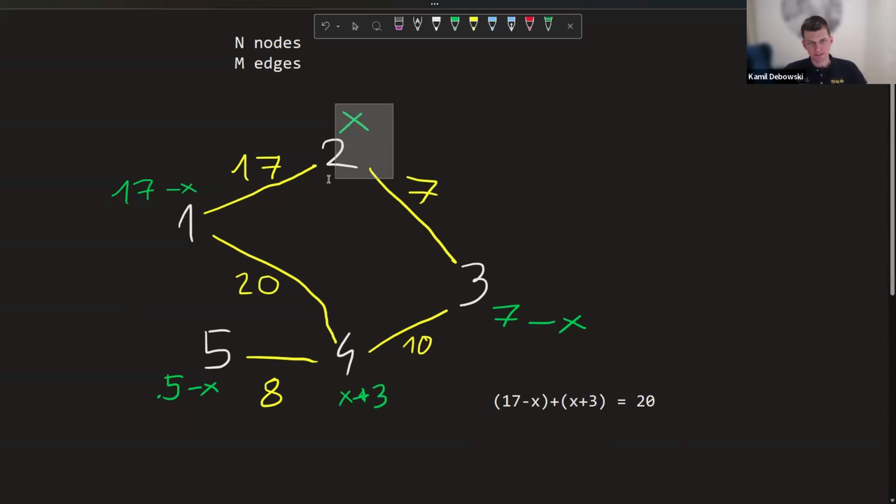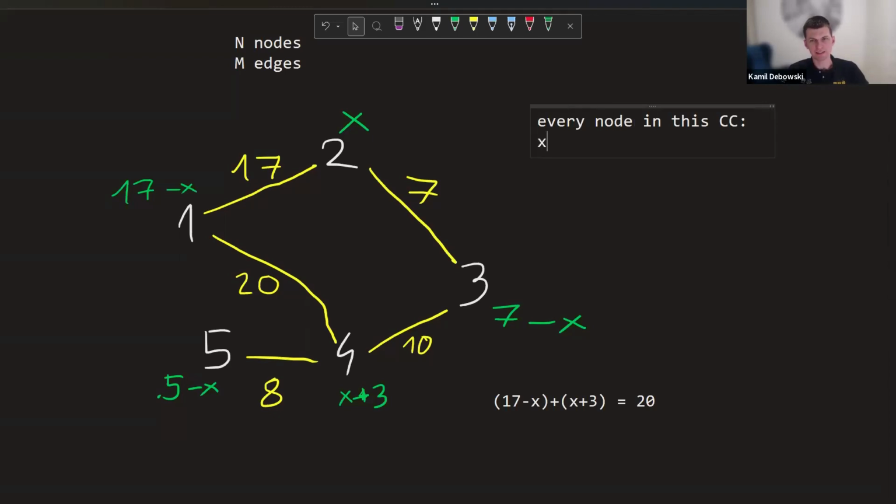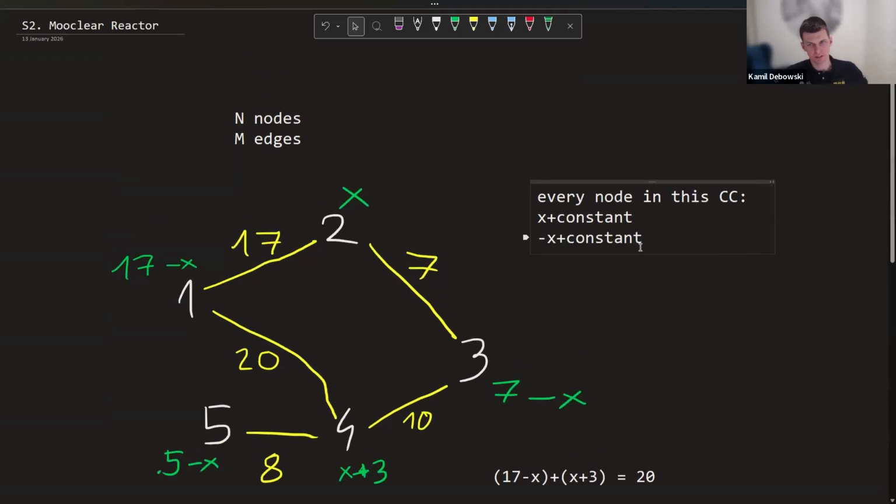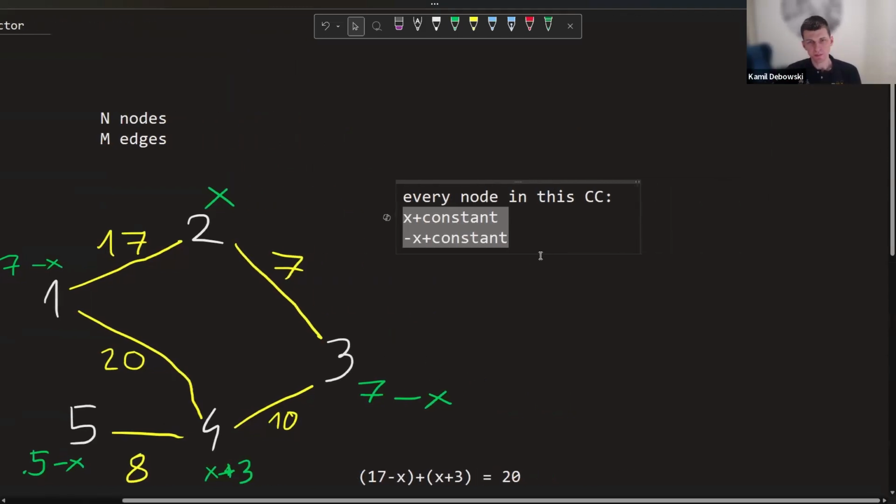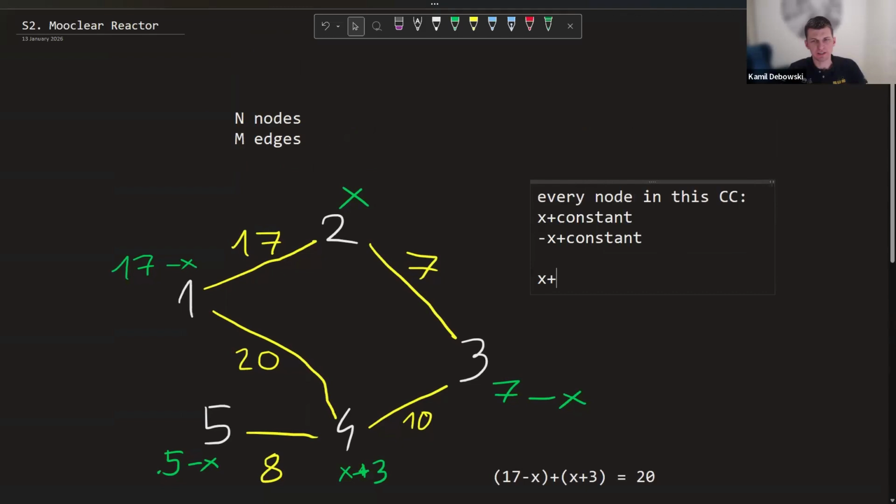Okay, so at some node imagine you put a variable x, and you can express everything else in terms of x. Actually, every node in this connected component will be either of form x plus constant or minus x plus constant. Those are the only two formats possible, because always if node is in one of those formats, if you look at its edge to some unvisited node, the math will be that if, let's say, I'm x plus 7, the edge is 20, then 20 minus x plus 7, in this case, is equal to minus x plus 13. It always gives you the second of those two formats.